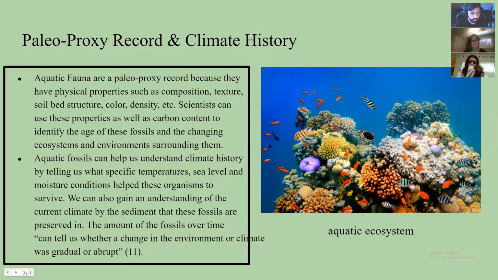Aquatic fossils can help us understand climate history by telling us what specific temperatures, sea level, and moisture conditions help these organisms to survive. We can also gain an understanding of the current climate by the sediment that these fossils are preserved in. The amount of the fossils over time can tell us whether a change in the environment or climate was gradual or abrupt.